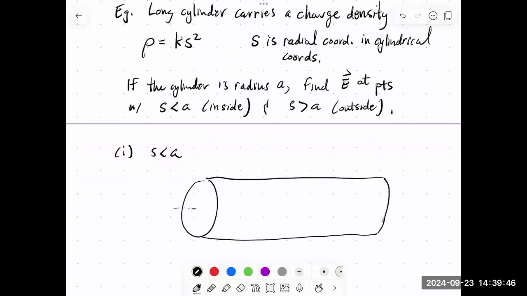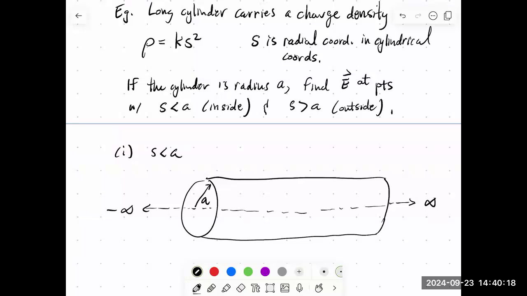I'll draw the cylindrical axis. This is a long cylinder, so I've drawn just a section of it. It really goes to plus infinity and minus infinity. And so the radius of the cylinder is A. Okay, and I'll draw the axis of the cylinder through the whole length there. All right.